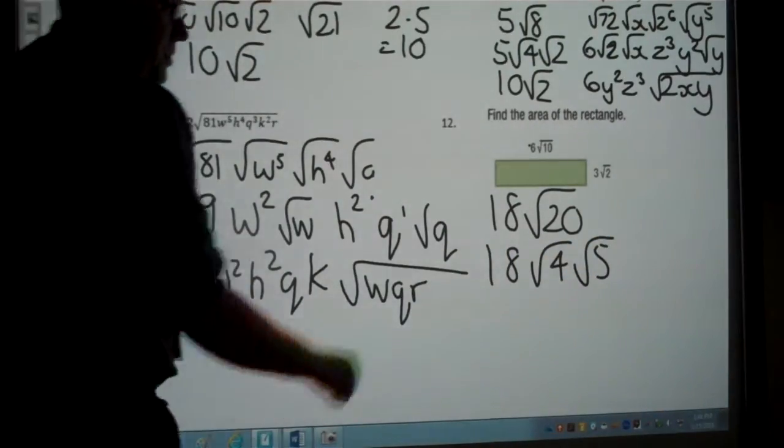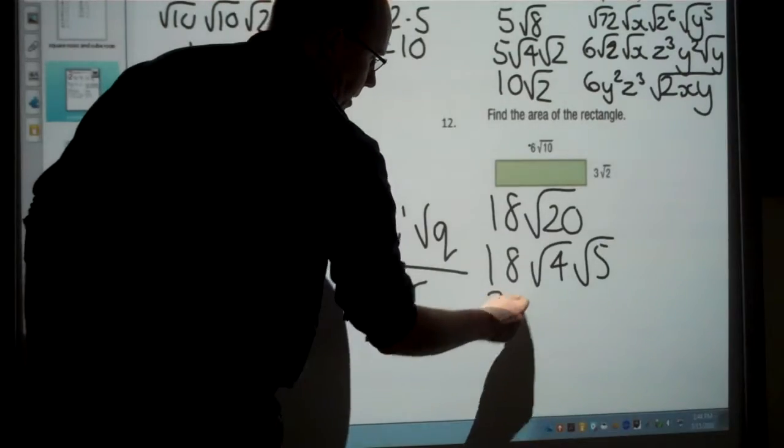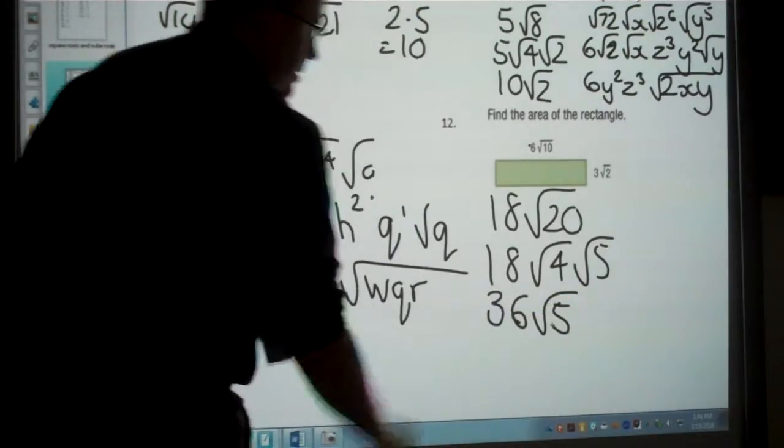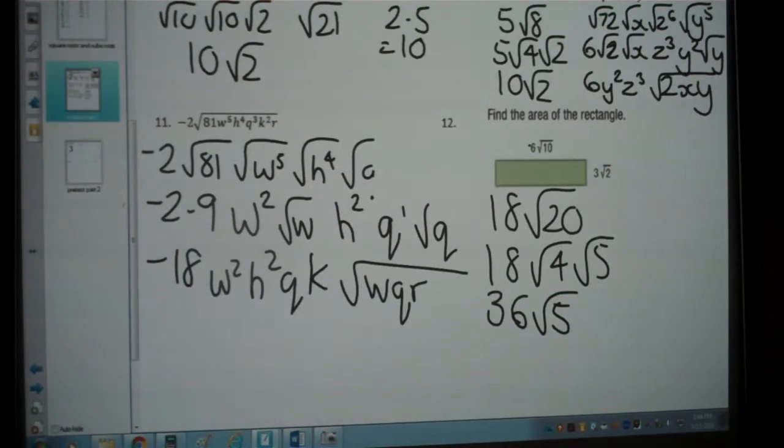Square root of 4 is 2. Times by this 18 is 36. Therefore the answer is 36 radical 5. And that concludes the first half of this pretest.